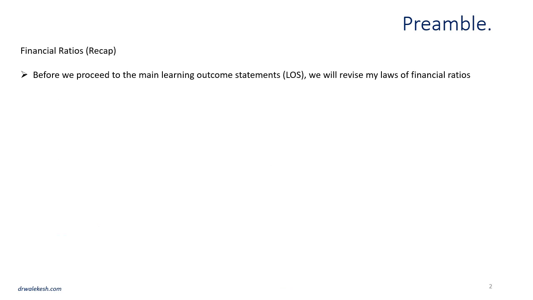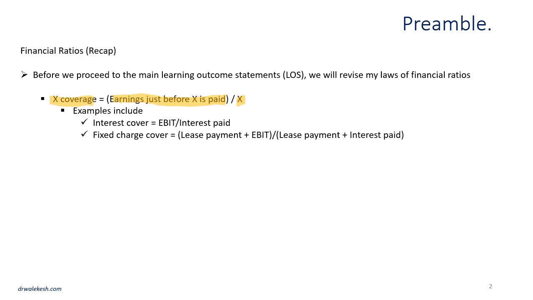So continuing from the last slide, X cover is earnings just before X is being paid over X. As far as coverage ratios are concerned, there are two major coverage ratios: interest cover and fixed charge cover. Interest cover is EBIT over interest paid. EBIT is earnings before interest and tax. And fixed charge cover is lease payment plus EBIT all over lease payment plus interest paid. Let's start with interest cover.